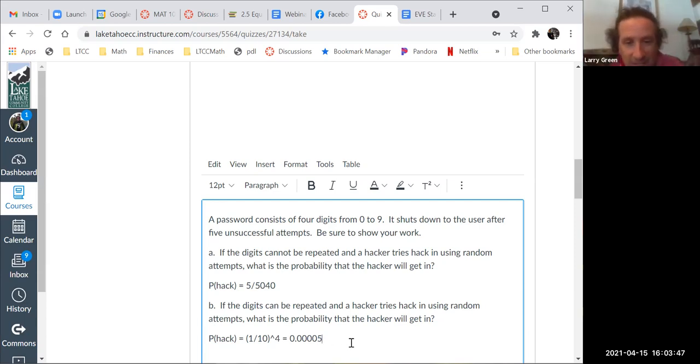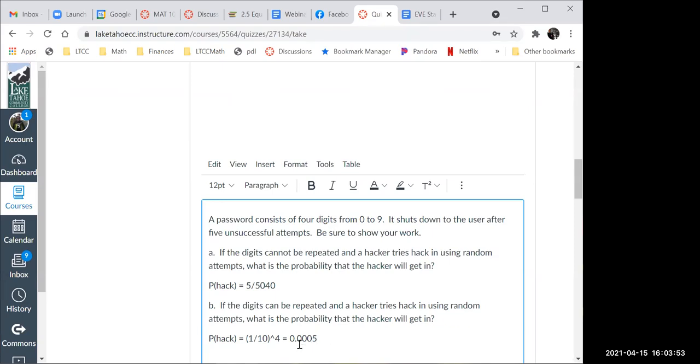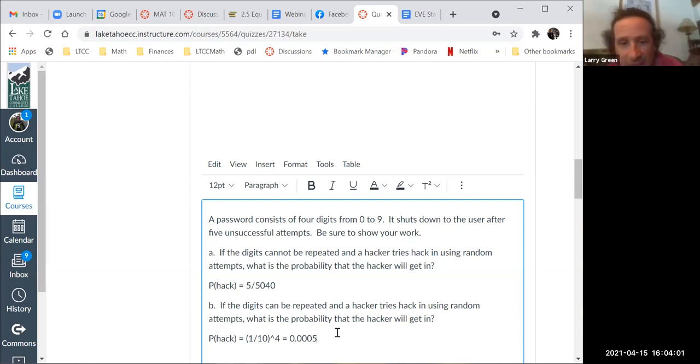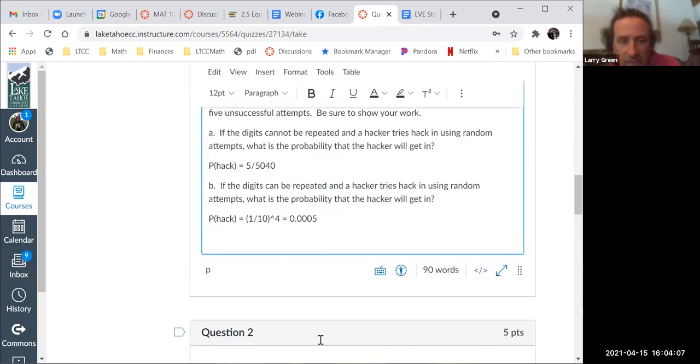So I hadn't finished yet. So multiply by 5 because you're still getting 5 attempts. Oh, okay. And that is 5 over 10,000. There's lots of ways of writing it. This is a decimal way. Okay, should we do question 2?